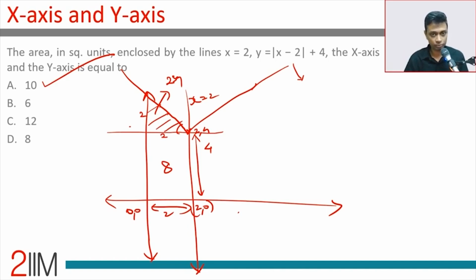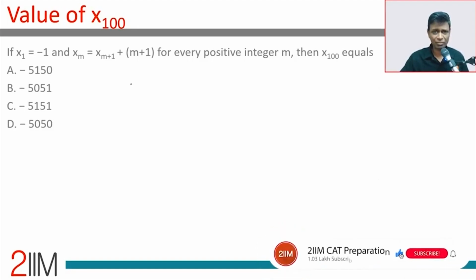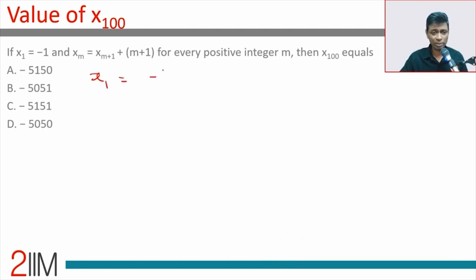Then you're through. x1 is minus m minus 1. xm is xm plus 1 plus m plus 1, for every positive integer m. Let's do this. All of these questions, a simple pattern should emerge. x1 is minus 1. x1 is x2 plus 2. Minus 1 is x2 plus 2. x2 is minus 3.